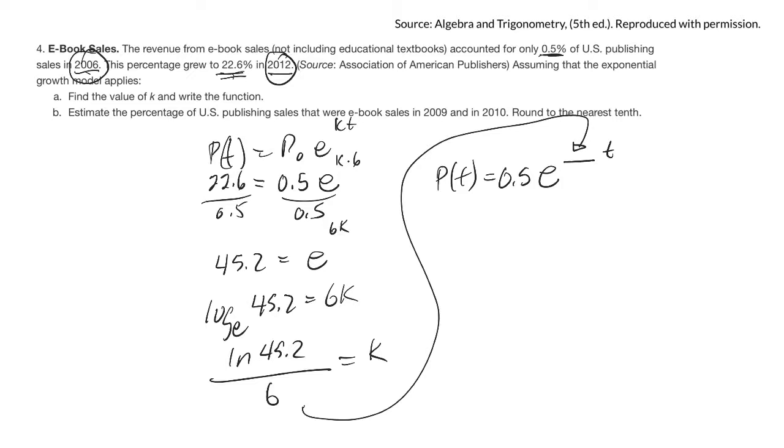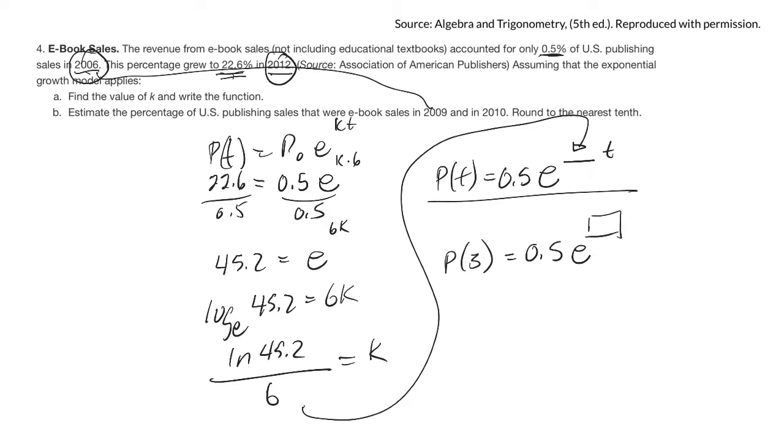And then they say estimate the percentage that were ebook sales in 2009. So that's only 3 years difference. So once I have this function here, then I'll figure out the value of the function when t is 3. So e to the whatever that growth constant is times 3. And then for 2010, that's 4 years, so I'd put a 4 in for time. Okay, hopefully that helps you with one.